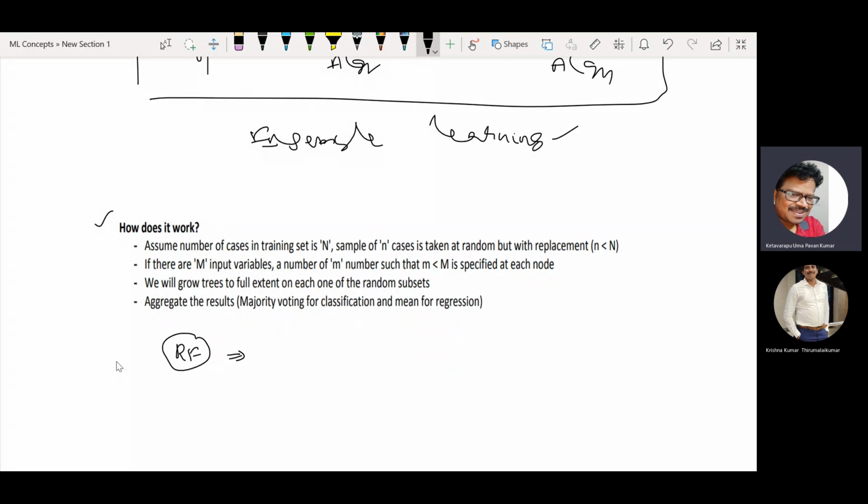Assume the number of cases in the training set is n. A sample of n cases is taken at random, but with replacement. What do you mean by this, with replacement, as well as without replacement?